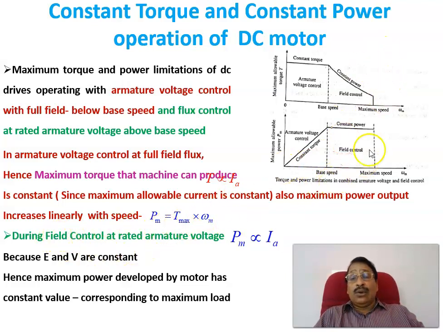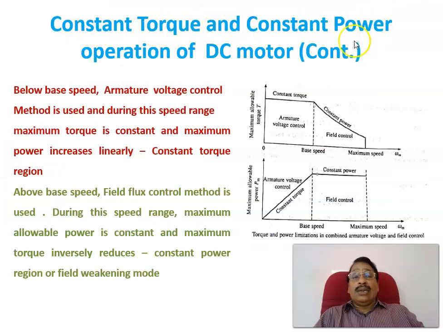But during the field control, that is above the base speed, the motor is working in this region, that is constant power mode. In that case, because E and V are constant, the maximum power developed by the motor has a constant value corresponding to the maximum load. This operation corresponds to the field flux control, and this operation corresponds to armature voltage control. This is the base speed. Above base speed, you can have a constant power, and below the base speed, you can have a constant maximum torque. Therefore, this is the torque and maximum power plot.